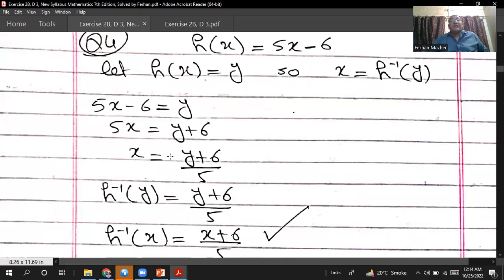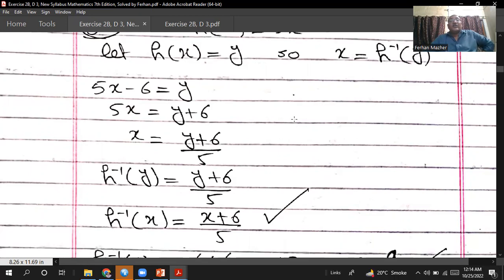So in the place of x, I can write h inverse of y. So h inverse of y will be equal to y plus 6, the whole thing divided by 5. And then I will change the variable. So it will be h inverse of x equals (x plus 6) divided by 5. So this is how you will do this.